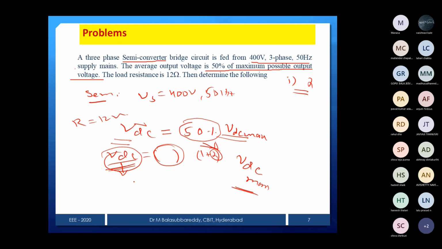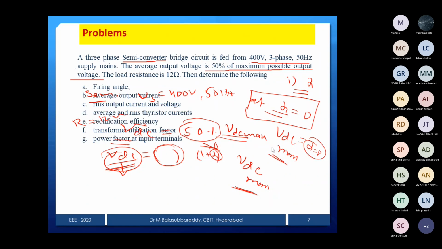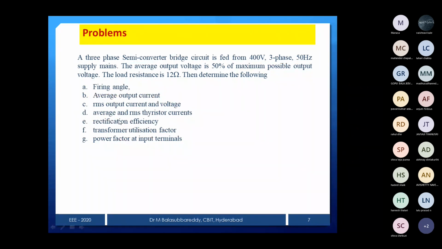At what condition will you get the VDC maximum? Anybody? At alpha equal to 0. For any controller, at alpha equal to 0 you will get the maximum expression. Now you know the normal VDC expression, put alpha equal to 0 there, and that is nothing but VDC maximum. Over. The different questions they ask are: firing angle, average output current, RMS output current and voltage, average and RMS thyristor currents, efficiency, transformer utilization factor, power factor.